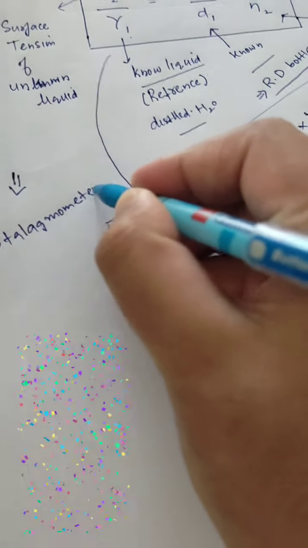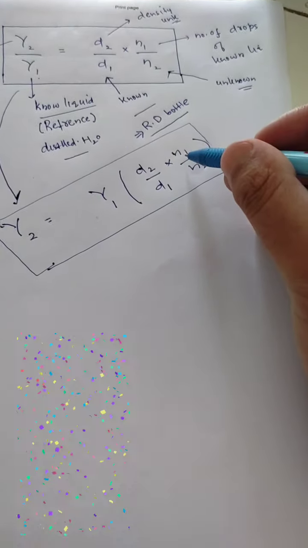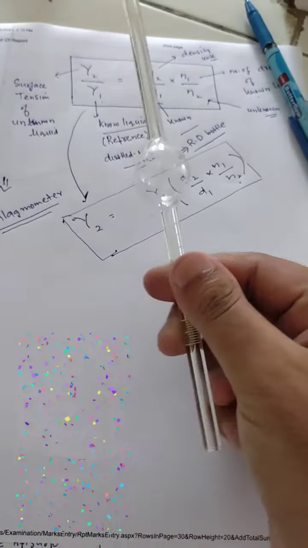So this is basically the equipment which is commonly used in the lab. Postgraduate or undergraduate labs usually use this method. With the help of the stalagmometer we calculate the number of drops for your known liquid and the number of drops for your unknown liquid. How can we do that? What type of equipment is this? So let us see. Now you can see here on the screen, this is basically your stalagmometer.